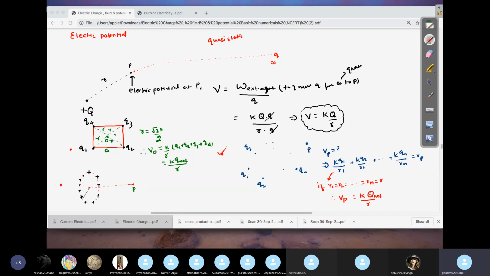The radius is given to be R. This is your X, and the total charge is Q. Let's say the total charge is plus Q. They ask you what is the potential at P. So how will we calculate it?